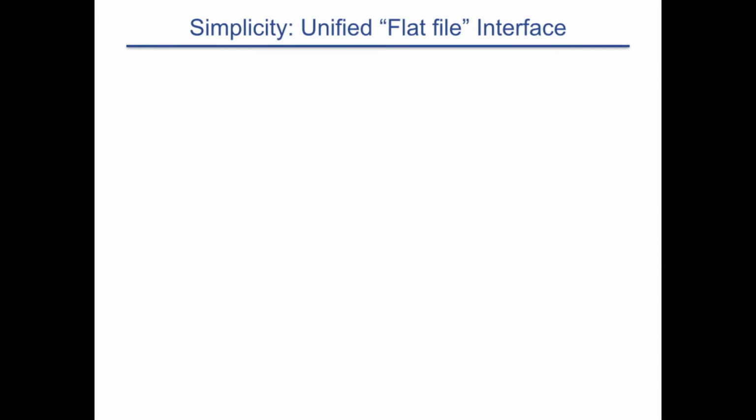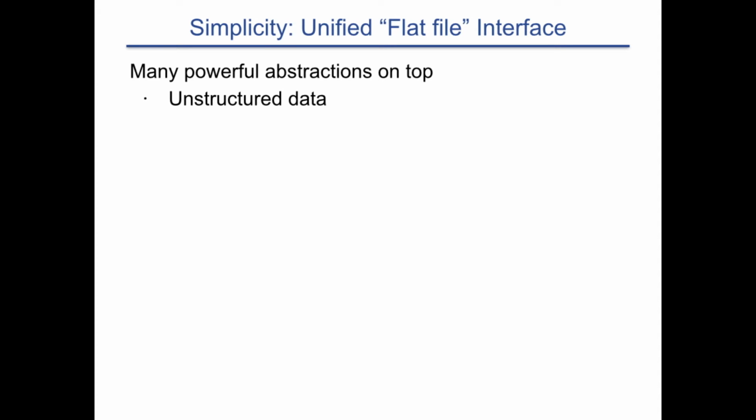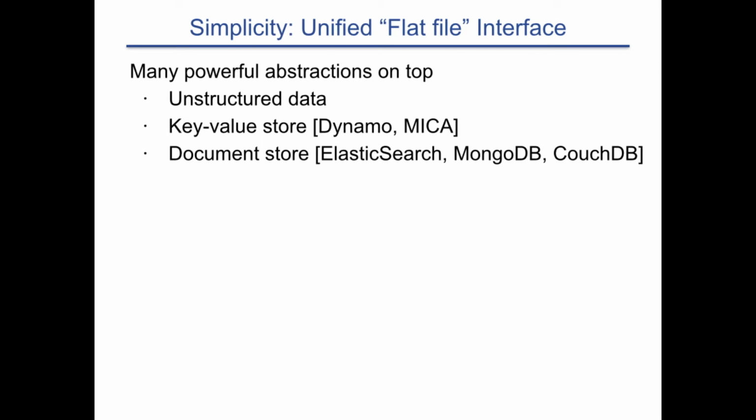Okay. So let me spend 1 minute on why we think that this flat file interface is so strong. We started with this flat file interface for Succinct, and then we implemented a lot of powerful abstractions on top of Succinct. So flat files allow you to analyze unstructured data, do queries on unstructured data. We implemented key value stores using this flat file interface, writing a simple serializer, which is less than, I think, 20, 25 lines of code. We can implement document stores like Elasticsearch, MongoDB, CouchDB, again, with 15, 20 lines of code, a very simple serializer.